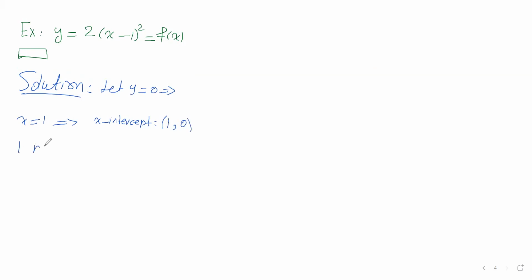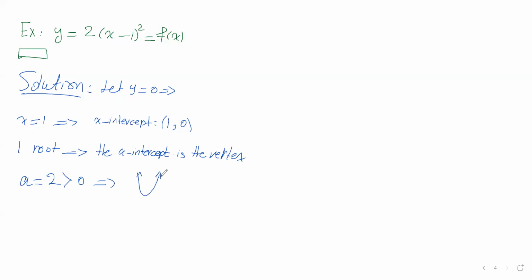1 root means that the x-intercept is the vertex. This rule is only for quadratic functions, not for anything else. Remember that. Very good. So this is also good. Your coefficient of x squared is 2, which is positive. This means that my parabola is opening up.